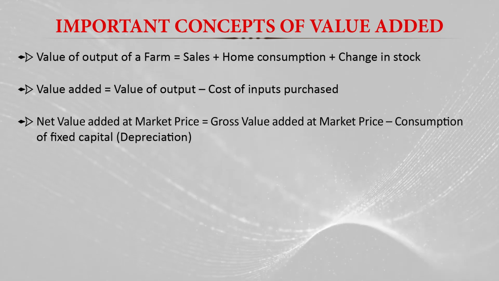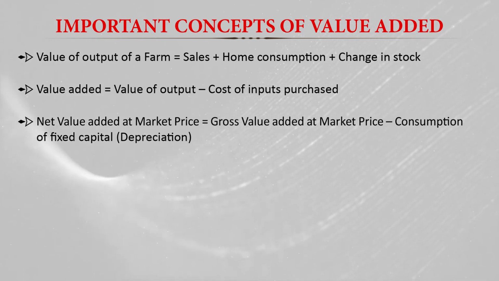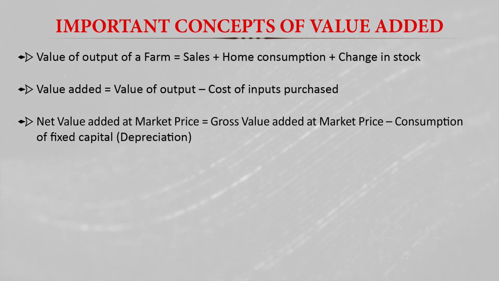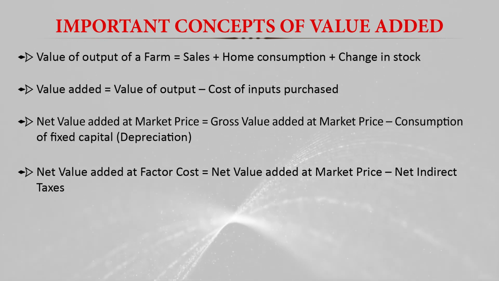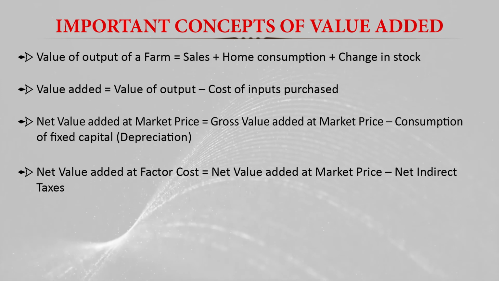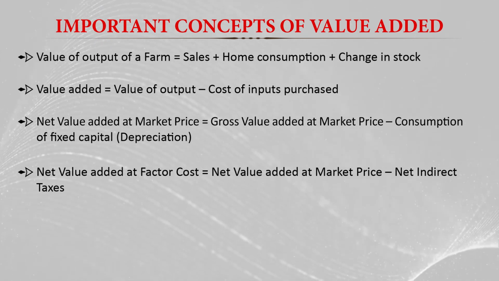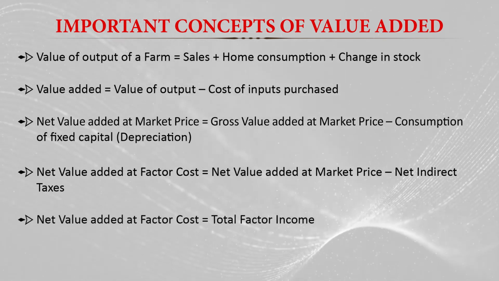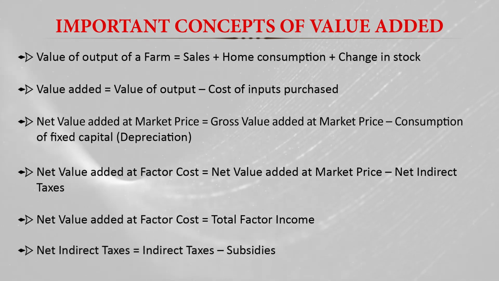And net value added at market price is basically the gross value added at market price minus the consumption of fixed capital. Consumption of fixed capital means the depreciation. So we subtract the depreciation to get the net value added. And net value added at factor cost is basically the net value added at market prices minus the net indirect tax. Net indirect tax means the indirect tax minus the subsidy. So net value added at factor cost is basically the total factor income.